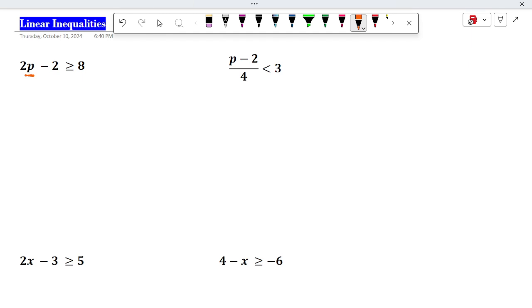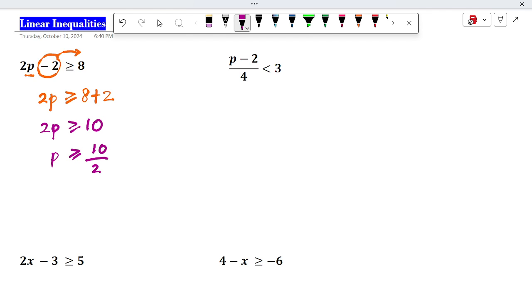To find the value of P, first step, -2. You shift on the right, which will become +2. So 2p more or equals to 8 plus 2, which will give you 2p more or equals to 10. Next step, to get the value of p, 10 divided by 2, which will give you p more or equals to 5. This is to solve the first linear inequality.